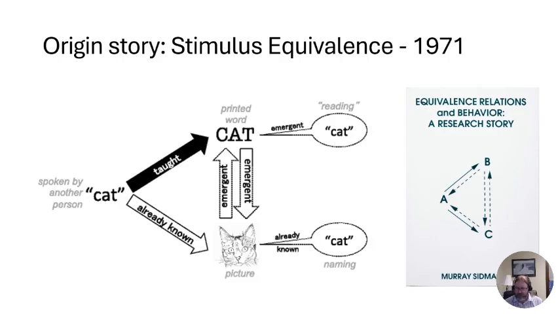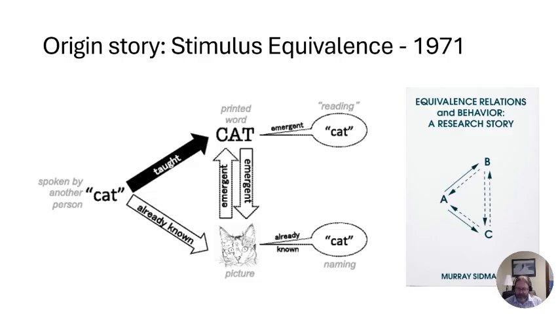So at my dinner party, the origin story, I would talk about Murray Sidman, who was a behavior analyst back in 1971, who discovered something that hadn't been reported before. He was trying to help folks with intellectual disabilities learn to read. What you're seeing in this picture is that if someone already knew that when you say the word cat, it refers to these four-legged fuzzy things, pictures or actual cats, they could link those two things. So say the word cat and then they point to the cat.